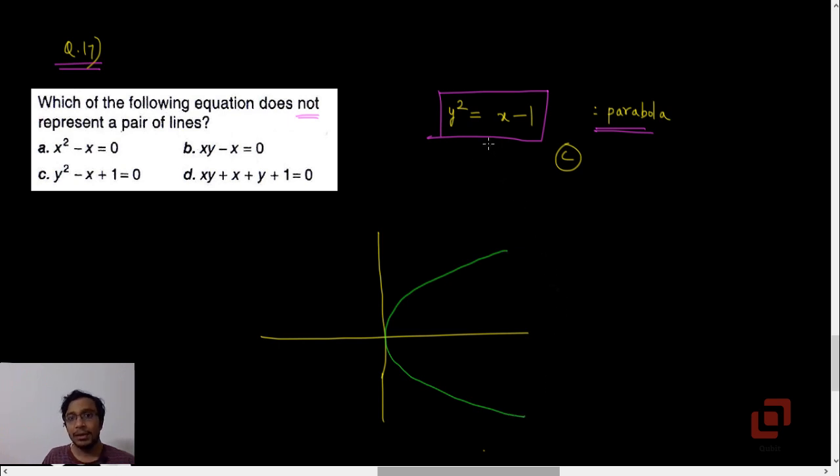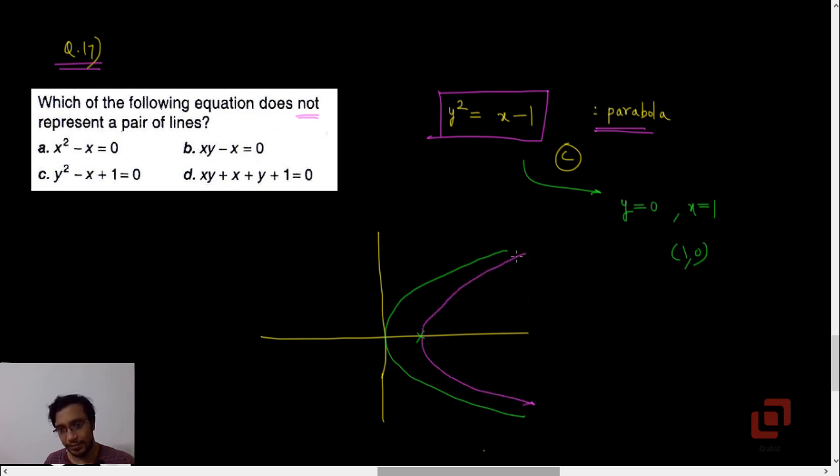Okay, now what we will do is to find out the location of y squared equal to x minus 1. If we take y to be 0, then x will be equal to 1. So the point where this parabola intersects the x-axis will be the point (1, 0). Okay, that is here. So this is as good as shifting y squared equal to x to its right. So it will be this parabola.